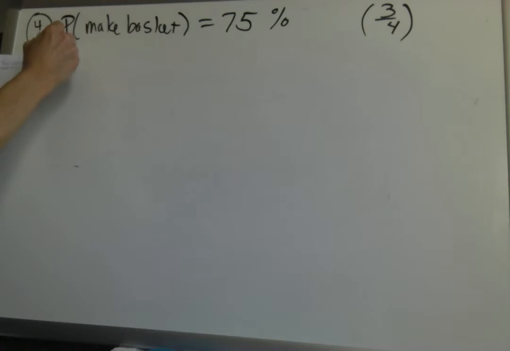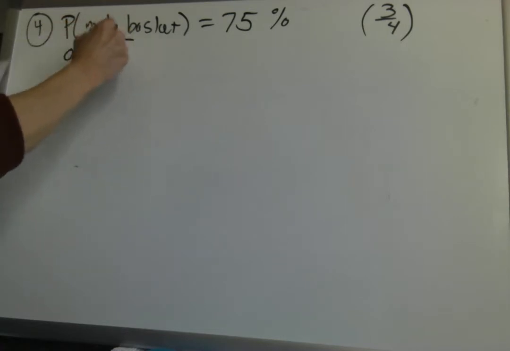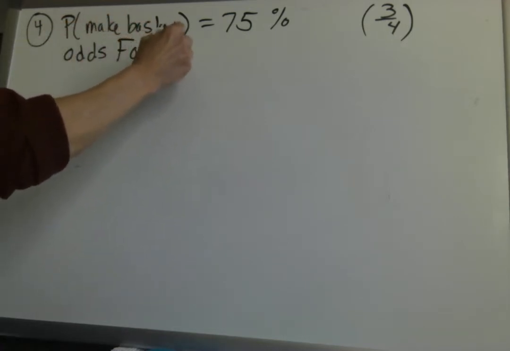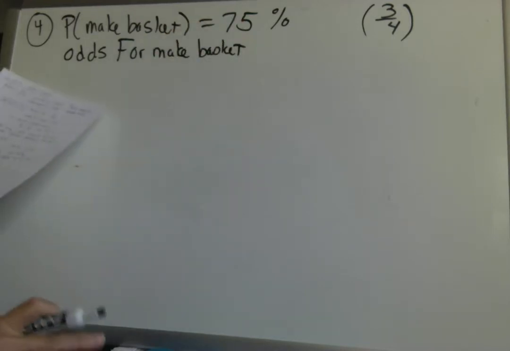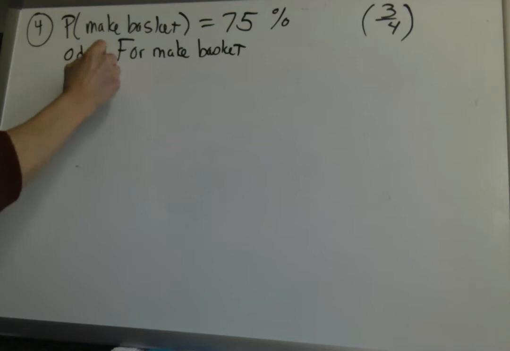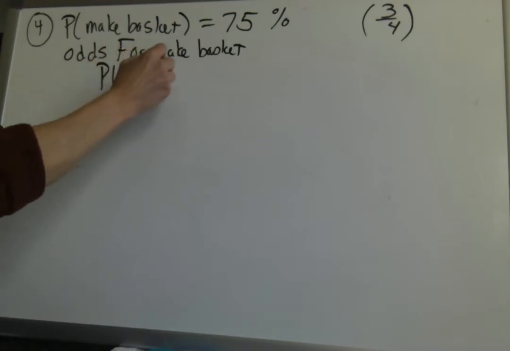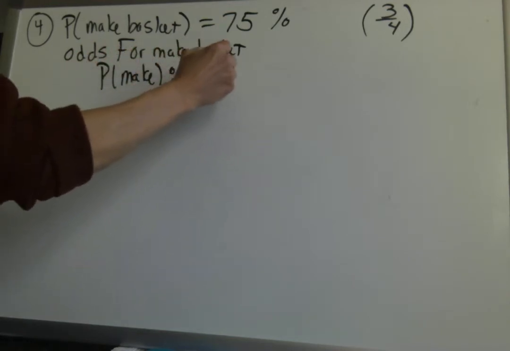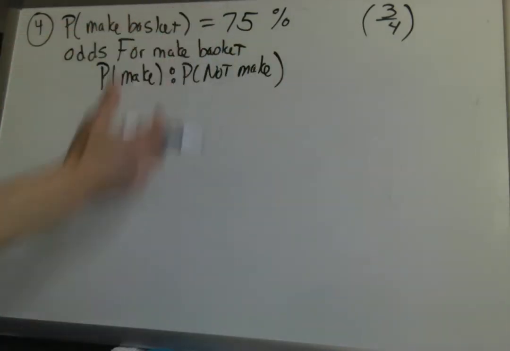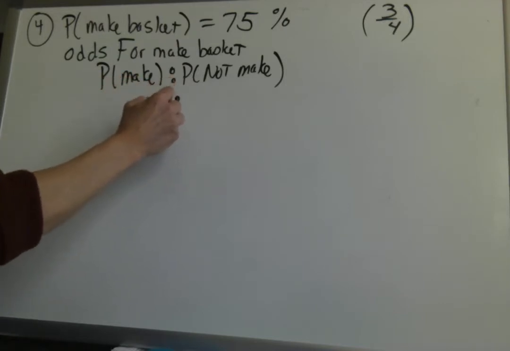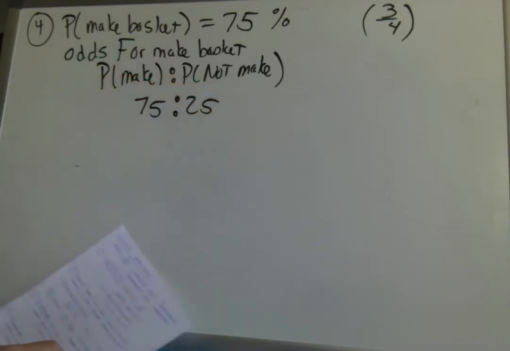So they want the odds for making the basket, not against. This one asked odds for making the basket. So I can go probability of making the basket, probability of not making the basket. It doesn't really matter. I can actually do 75 colon 25.